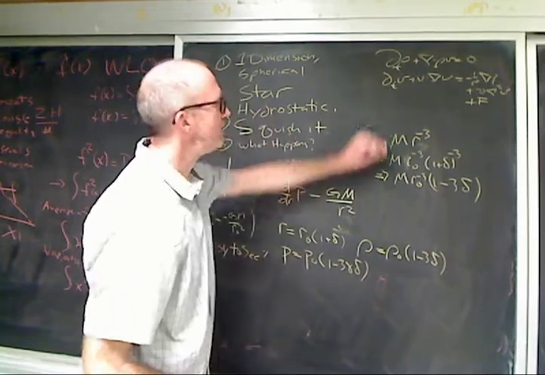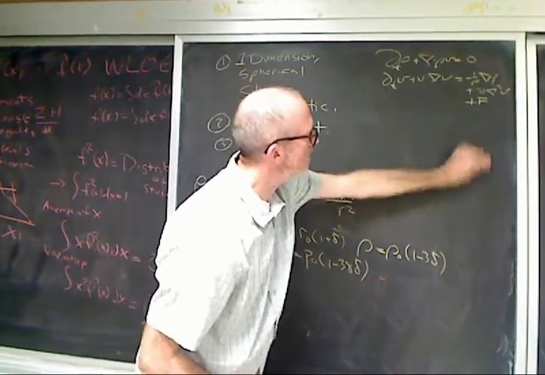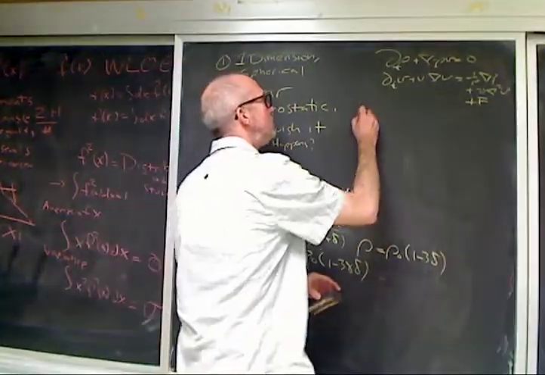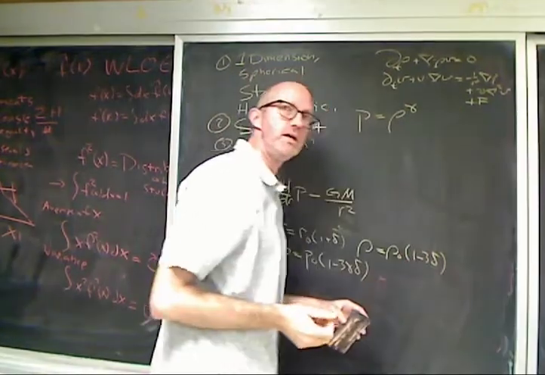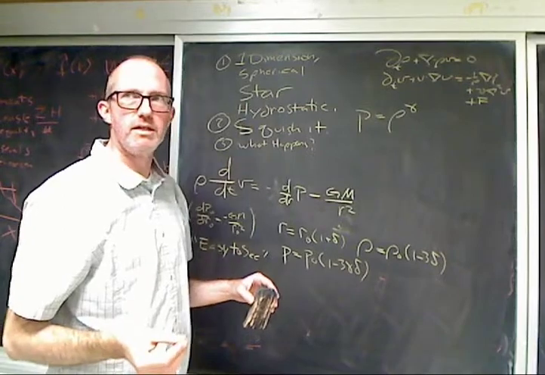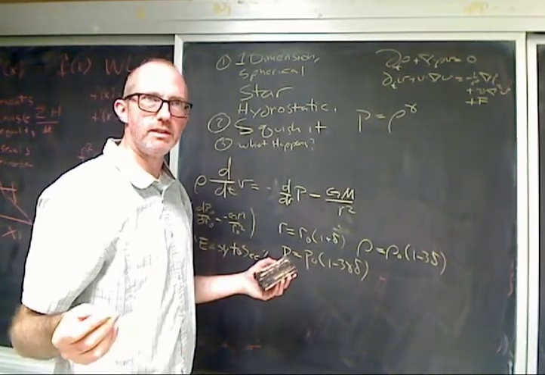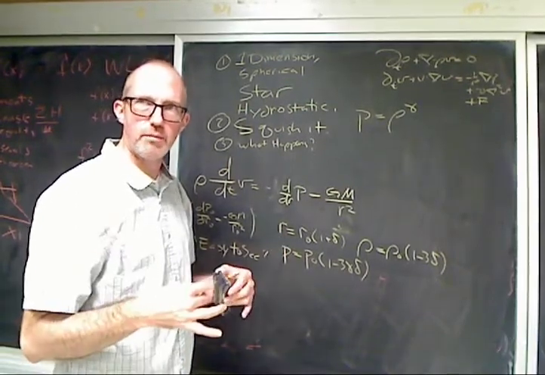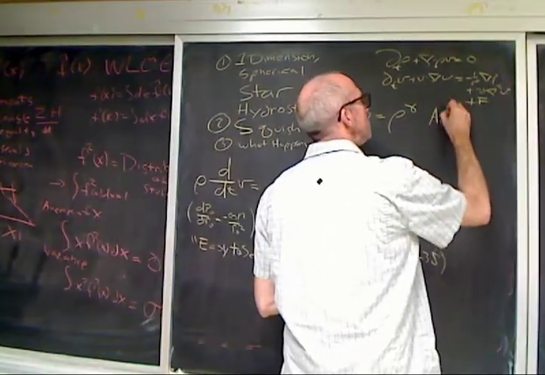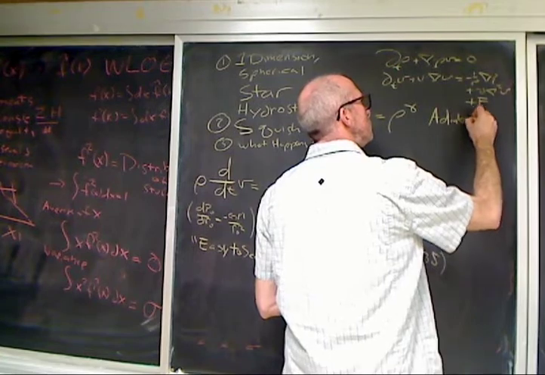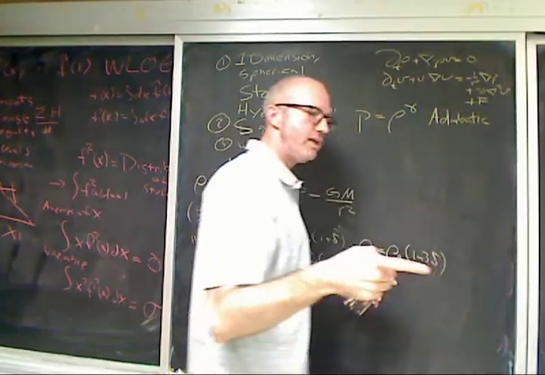Why is that? Remember what we just said. P equals rho to the gamma because we're assuming that our compression is adiabatic. That means we just flick it and it rings.